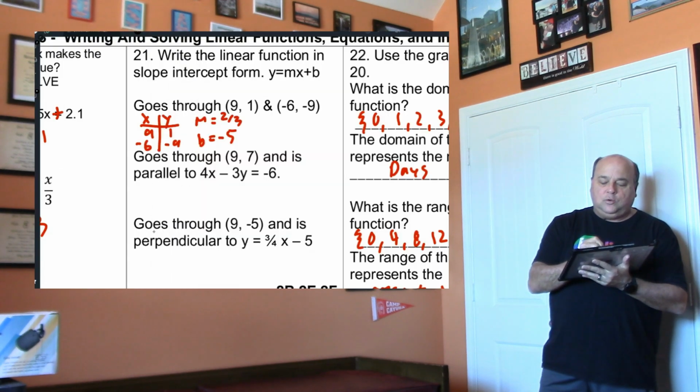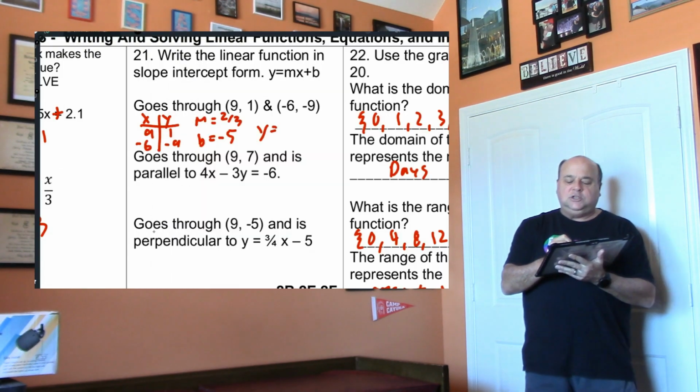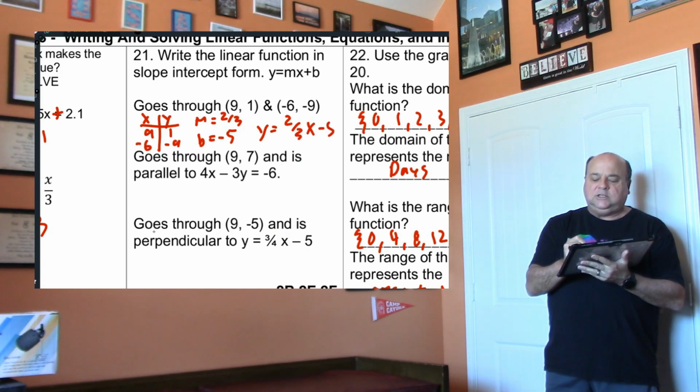So my m is 2/3 in it. So my equation is y equals 2/3x minus 5.